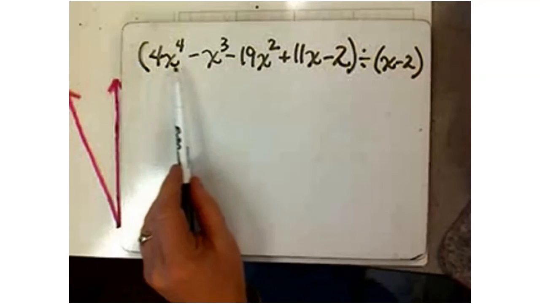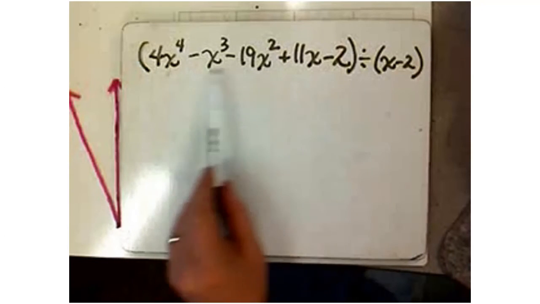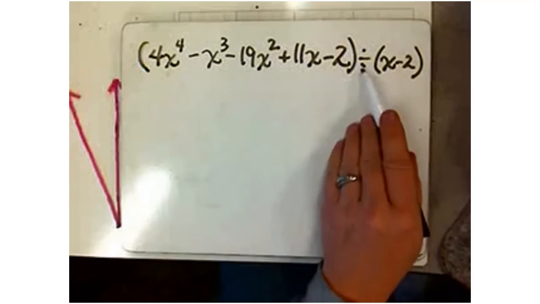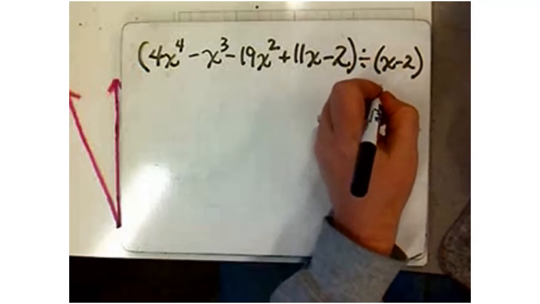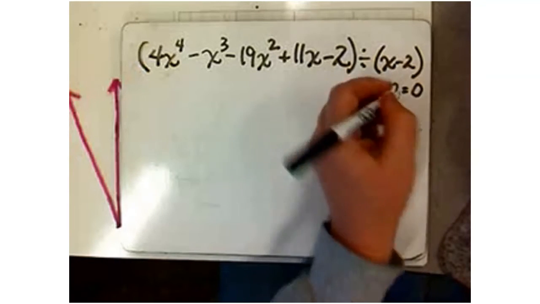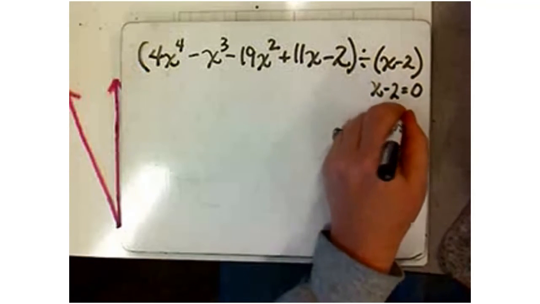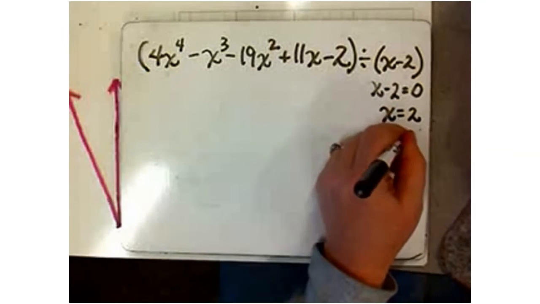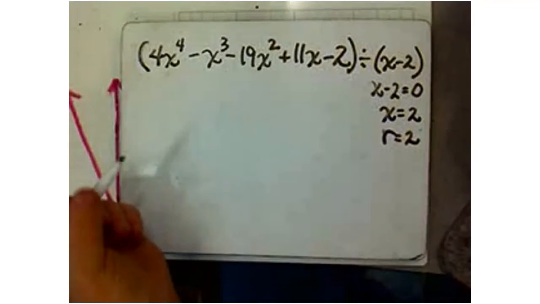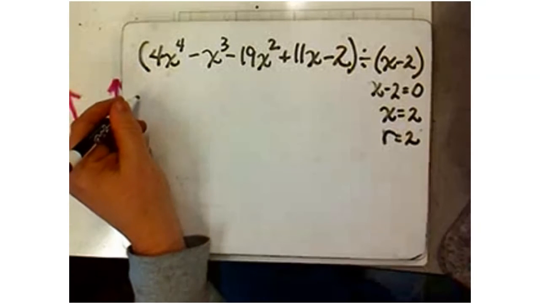Notice that we have a term for every position. We don't have to put a 0 in any place. Our divisor, divided by x minus 2, that's where we get our r value by setting x minus 2 equal to 0. Add 2 to both sides and x equals 2. Therefore, your r value is 2. So that's where you're going to start your synthetic division. Your first row is going to start with the 2.